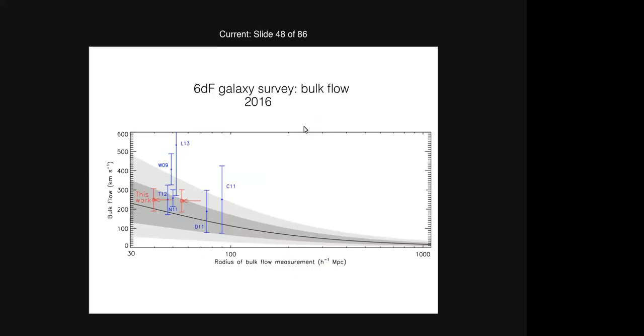This has been a subject of dispute from the beginning, between different people. And it still is, because this is a plot from a survey called 6dF survey. They also measure the velocities using various things like Fisher and fundamental planes. And these are various other people who have done this. This is us, using optimal transport. These are other groups that have done it.